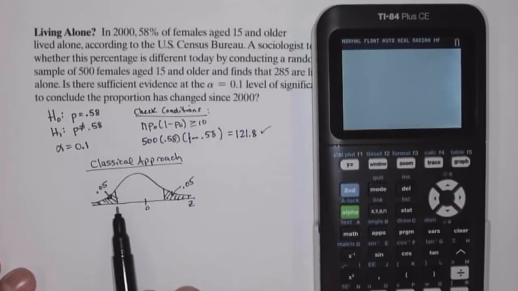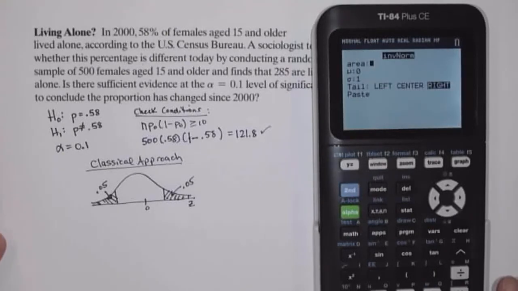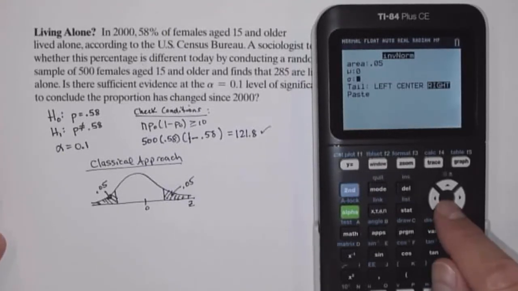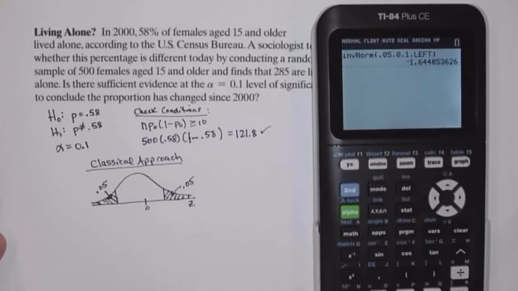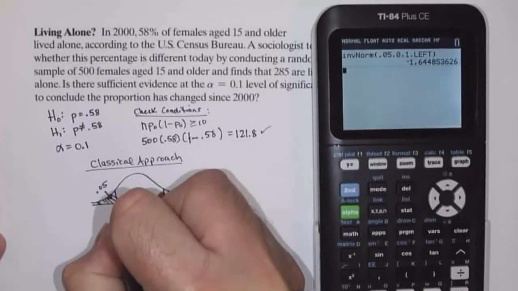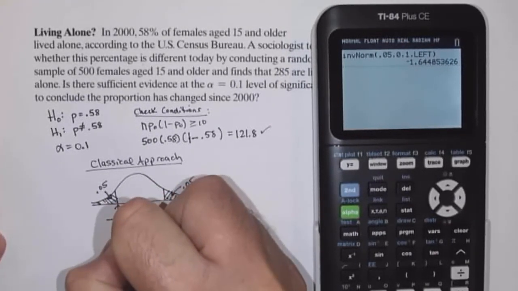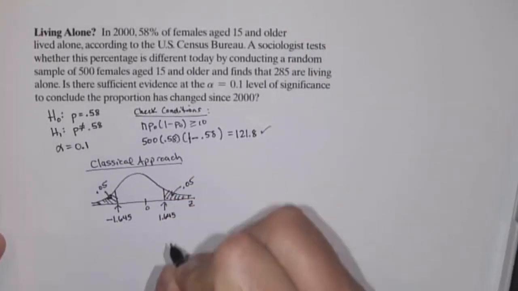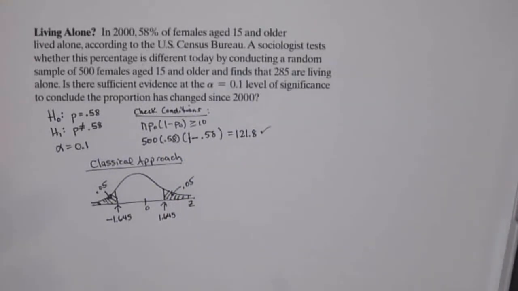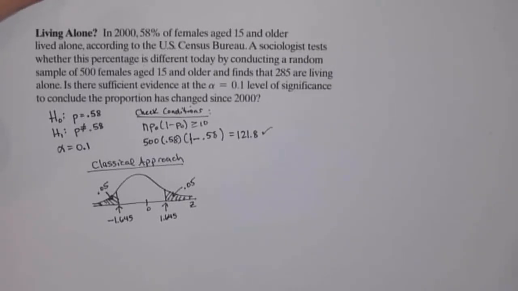So how can I figure out what that critical value is? I can use my inverse norm command on the calculator, which I'm going to use. I could use the standard normal table from the back of the book, or I could use the normal calculator in StatCrunch. So I'm going to use the inverse norm command. The area is 0.05, and that is going to be the area in the left tail if I'm going to find this one. And so that is negative 1.645. This value is negative 1.645. By symmetry, this value is positive 1.645.